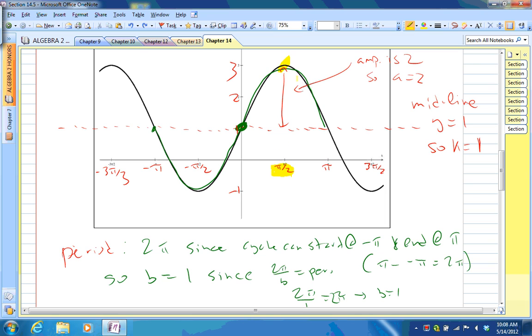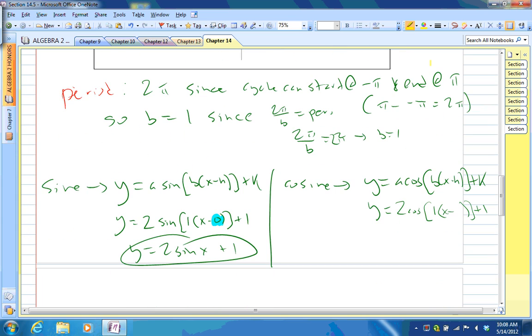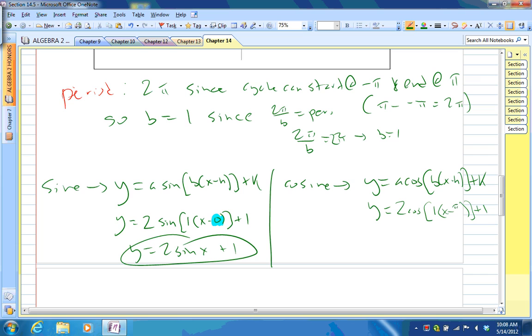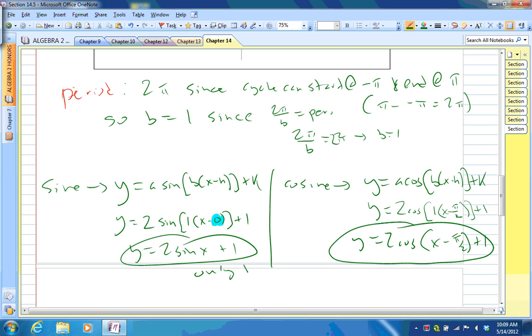Starts at pi over 2. So, and then of course if you draw on the curve it will look like that. That would be your cosine, what I highlighted in yellow. So you put minus pi over 2. So y equals 2 cosine (x minus pi over 2) plus 1. So you notice the only difference between these two is h.